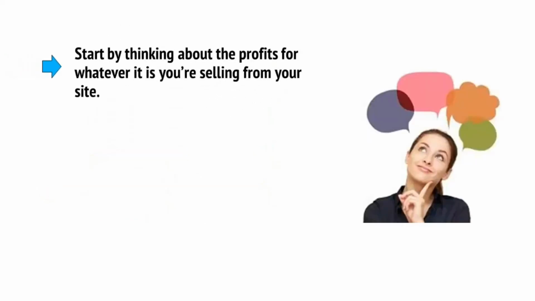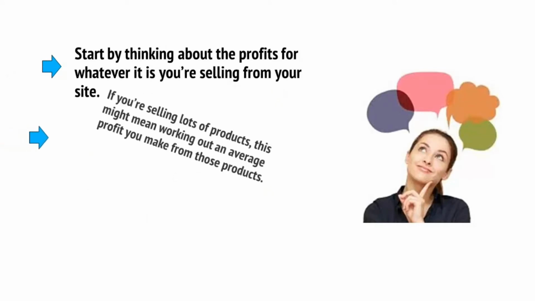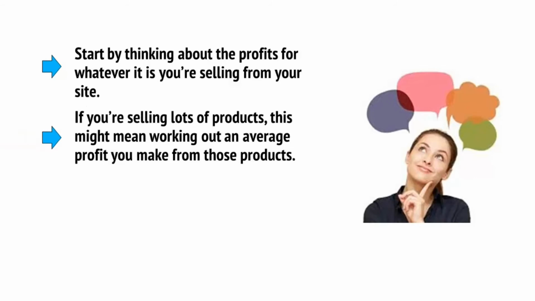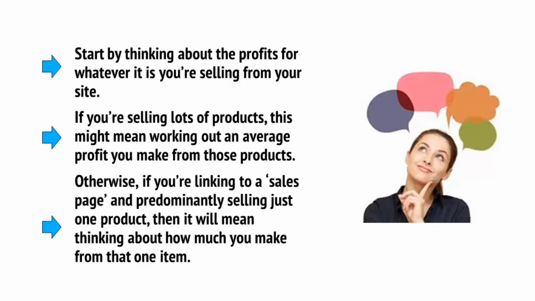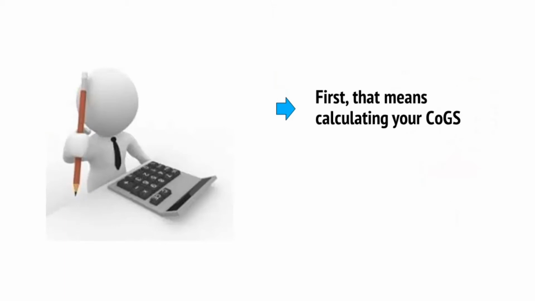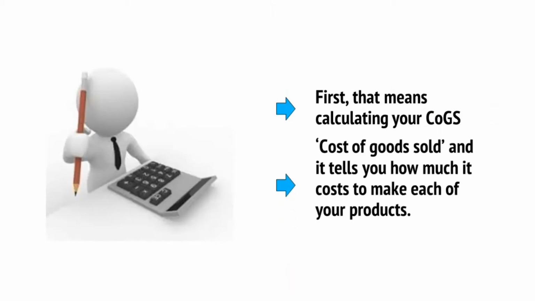So start by thinking about the profits for whatever it is you're selling from your site. If you're selling lots of products, this might mean working out an average profit you make from those products. Otherwise, if you're linking to a sales page and predominantly selling just one product, then it will mean thinking about how much you make from that one item. First, that means calculating your COGS, that is, cost of goods sold, and it tells you how much it costs you to make each of your products.